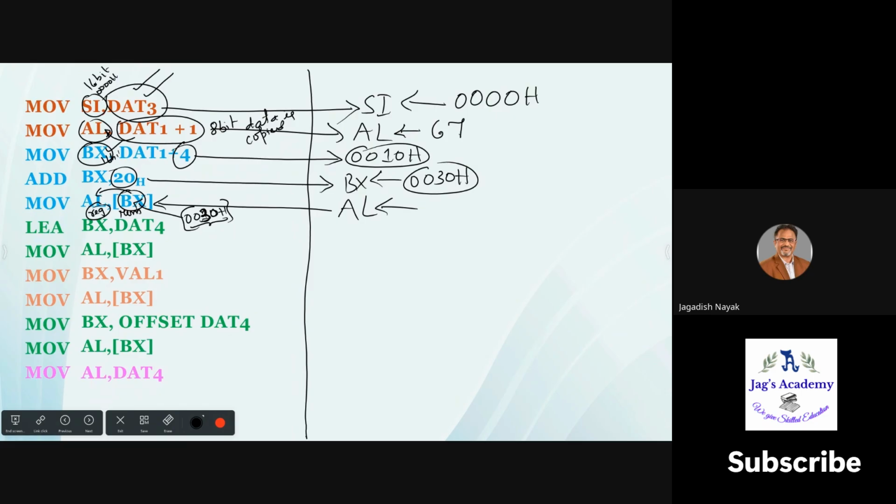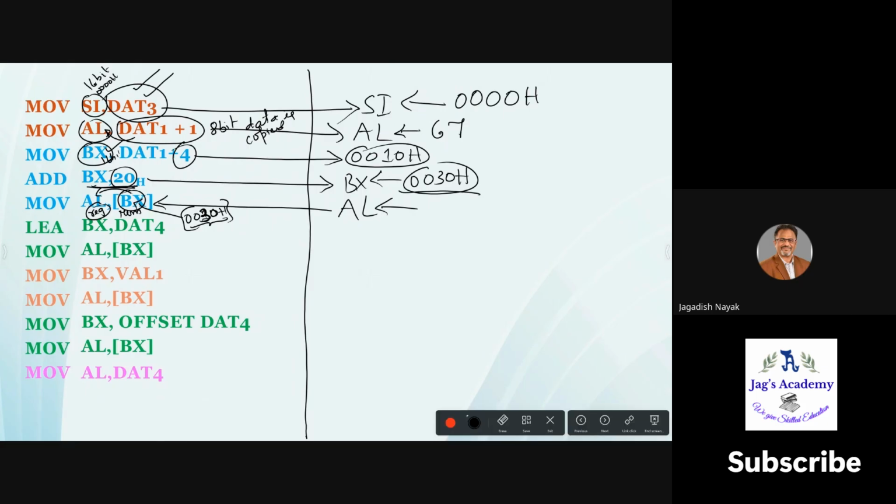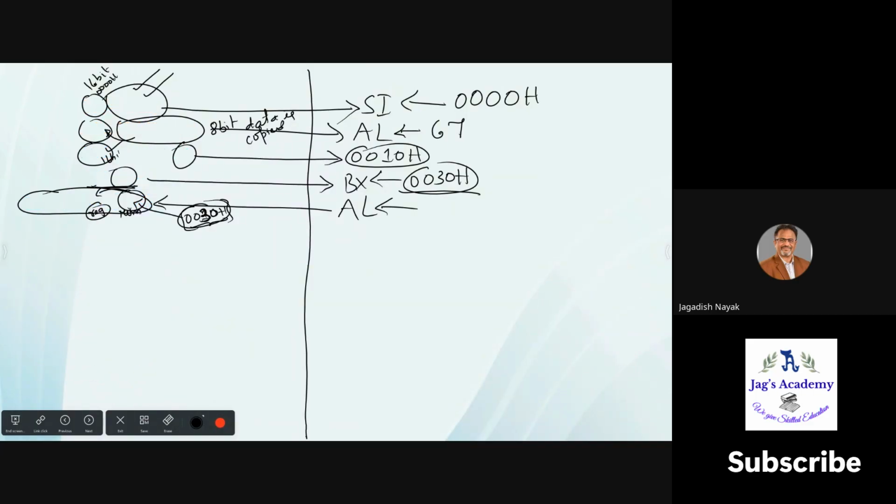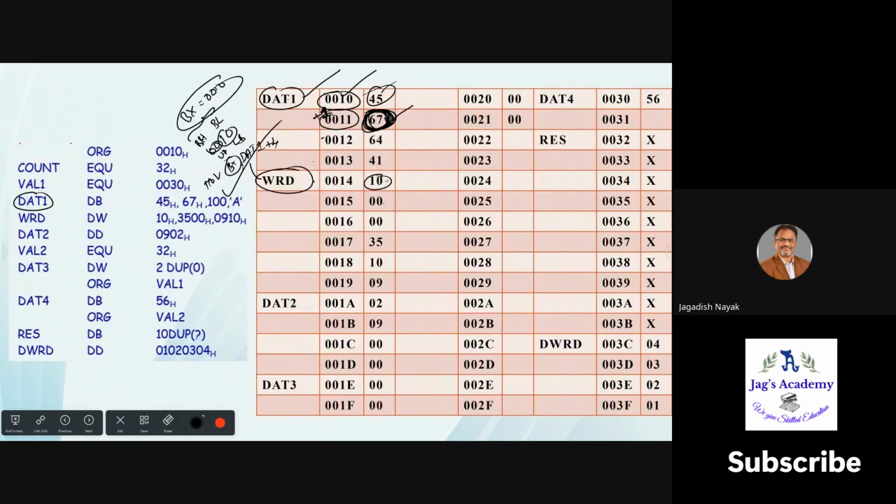Just make a correction, right? Because here BX is added with the 20 and it has become 0030. And we are using that as an index for indirect addressing mode. So that means in this instruction, data is copied from 0030. So let us go back and see what is there in 0030. Let us check.